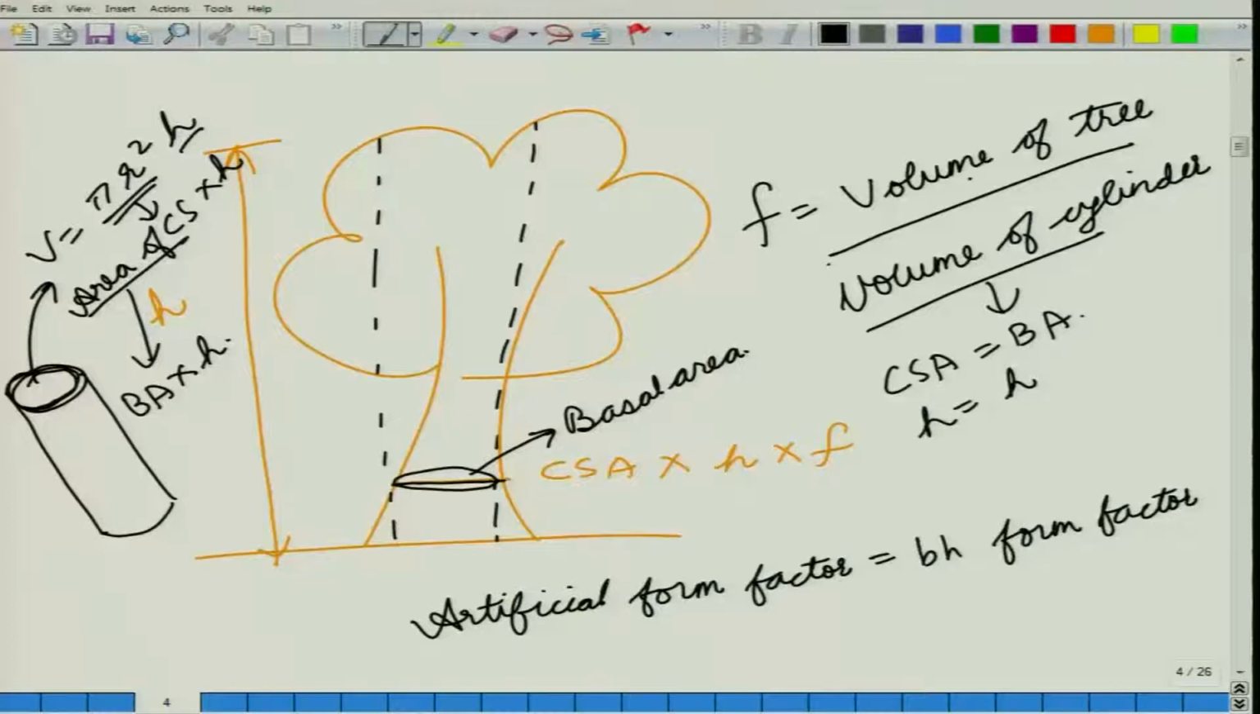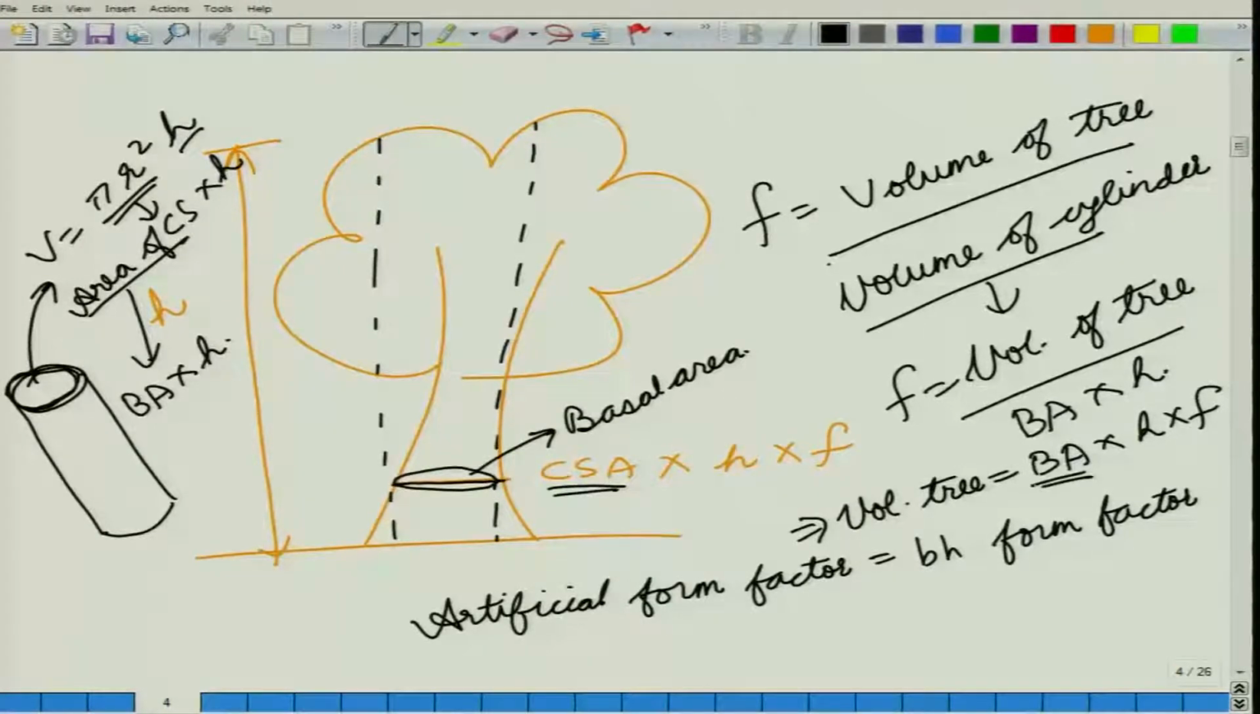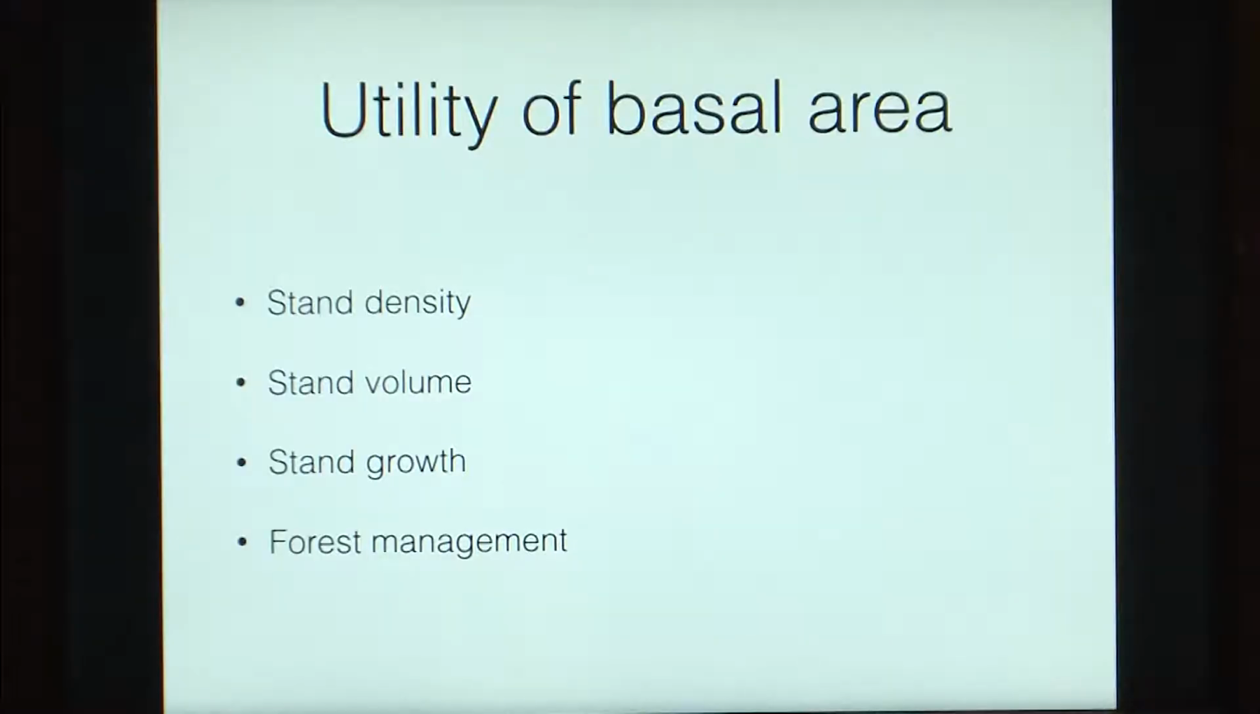So, if we come to this equation, the form factor will be given by F is equal to the volume of tree divided by the basal area into height h. So, we can find out the volume of tree is equal to the basal area multiplied by height multiplied by the form factor. Now, here the cross sectional area and the basal area are the same, so this will give us the volume of the tree. Now, coming back to the slides.